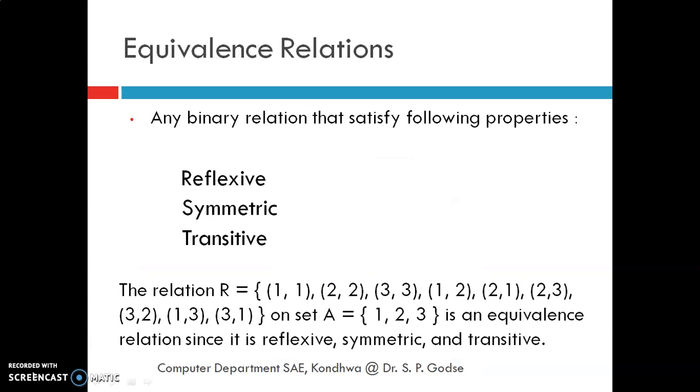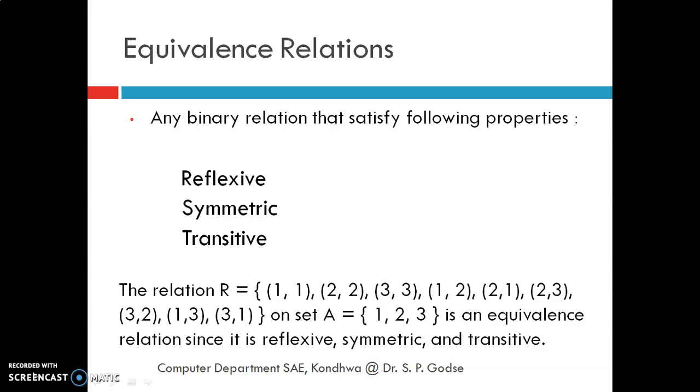Now next type of relation is equivalence relation. A binary relation that satisfies the following properties is called an equivalence relation. Which are the properties? Reflexive, symmetric and transitive. Means if a binary relation is reflexive, symmetric and transitive, then that relation is called an equivalence relation.